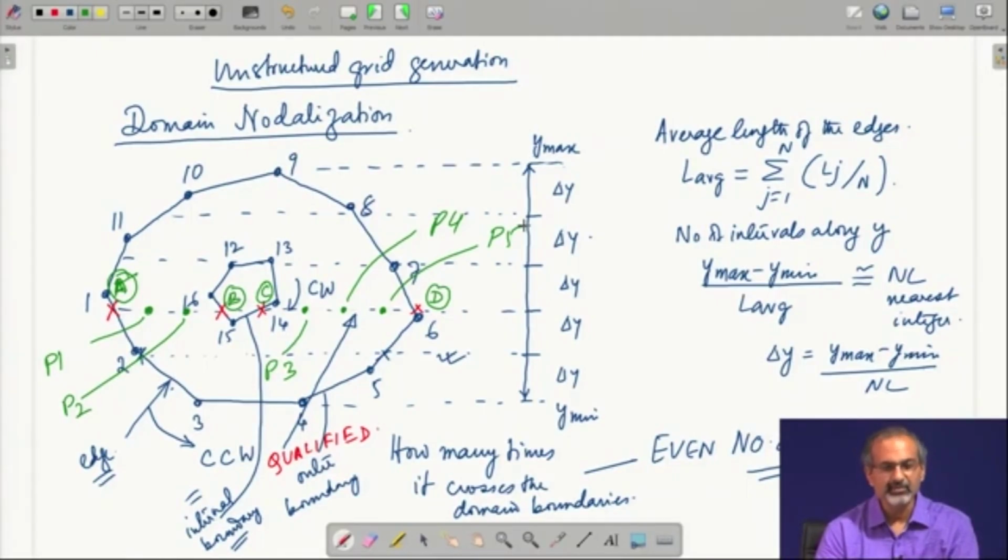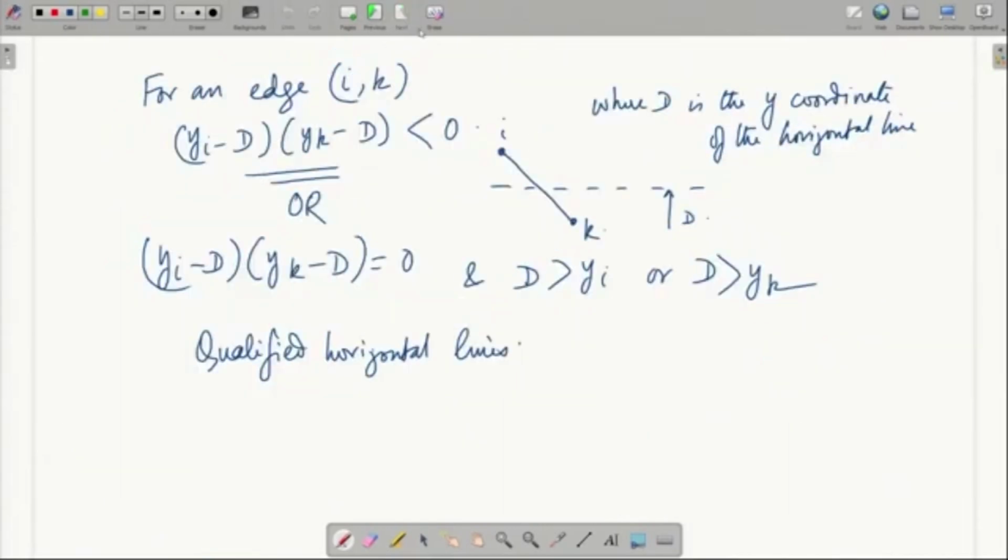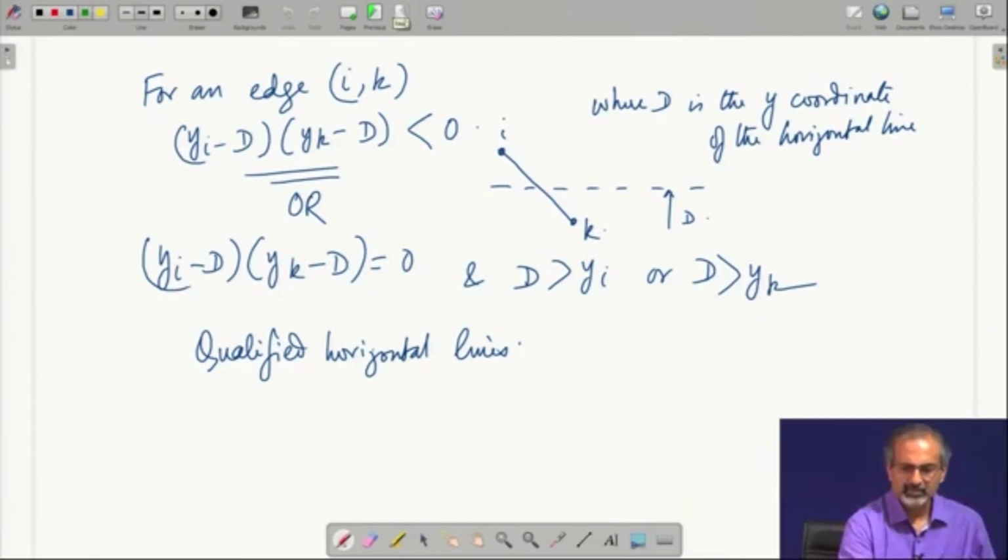And remember that these are the nodes that are getting into the domain, which is bounded by the inner and the outer boundary. So, if you imagine that as the portion of the flow, then you are nodalizing the flow domain. That is essentially the exercise that you are doing. So, in this manner, we have to nodalize the domain by creating a set of qualified horizontal lines and then deploying grid points in the intermediate region. So, we are done with this part already.